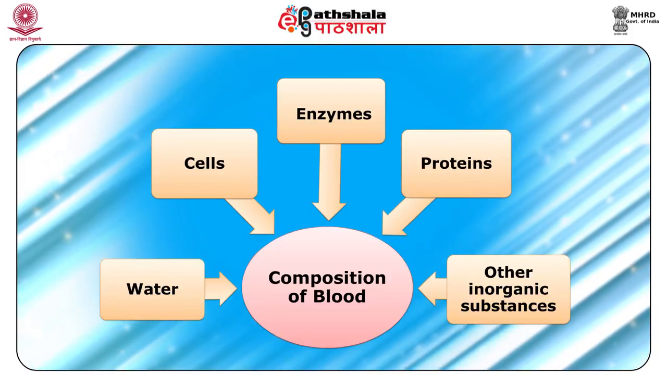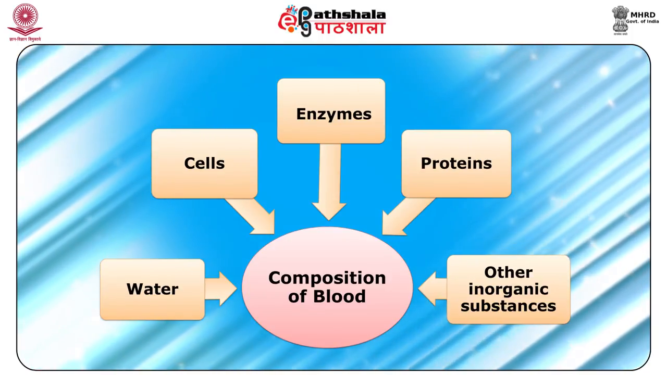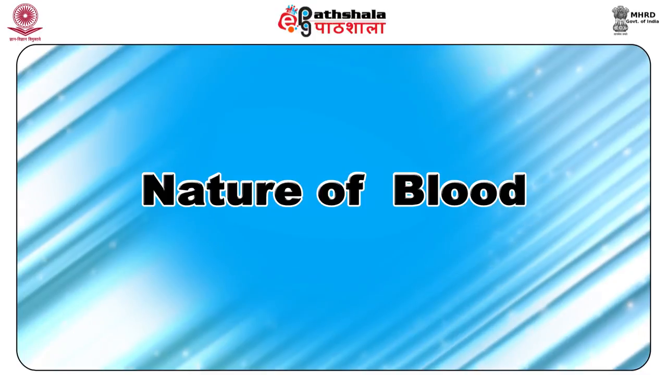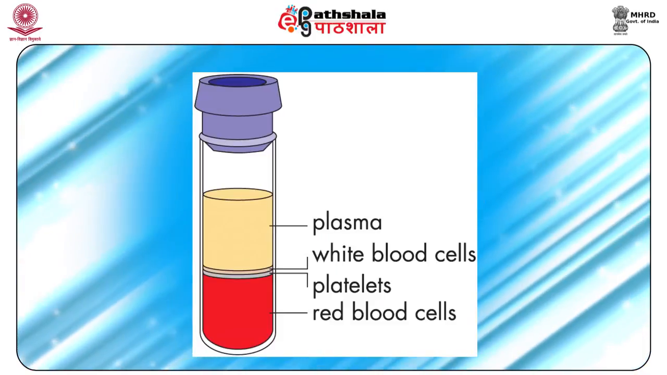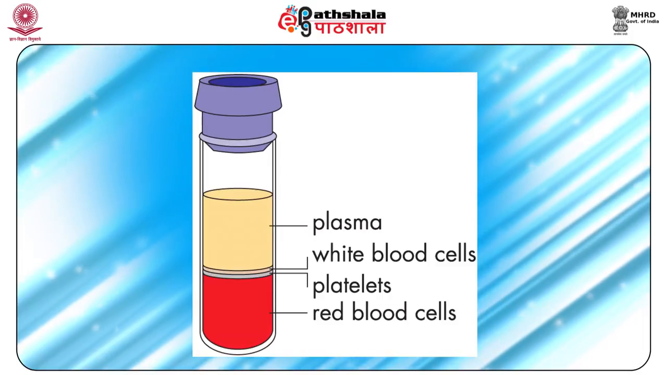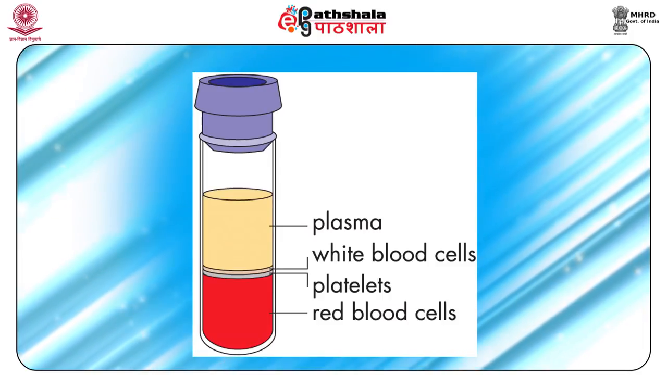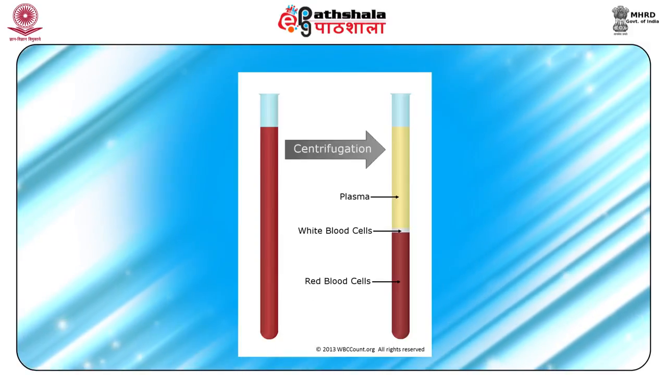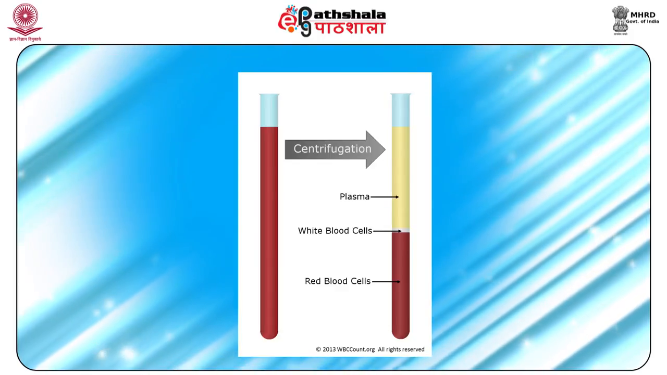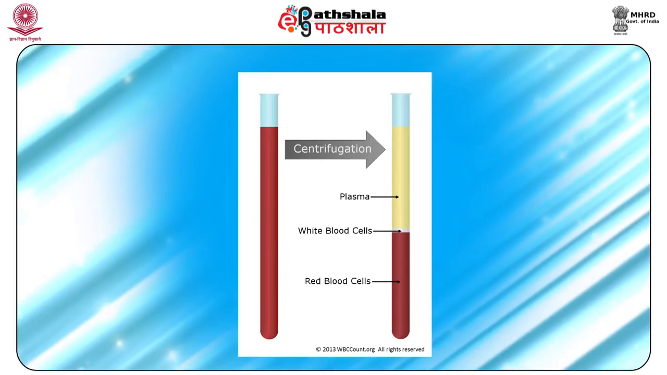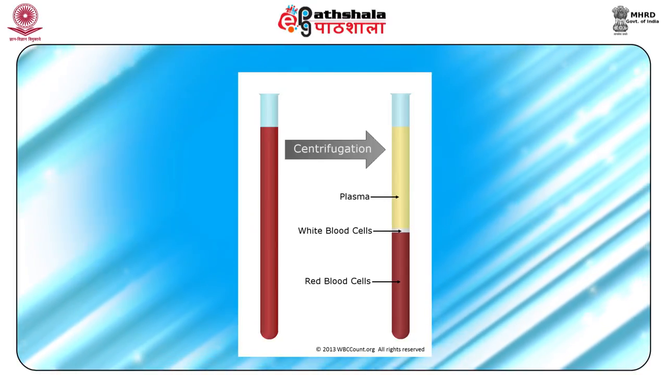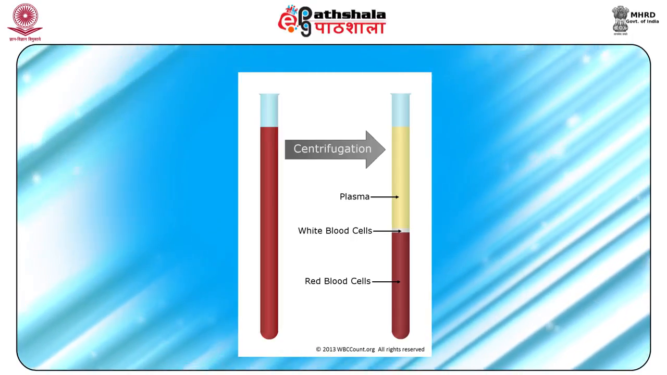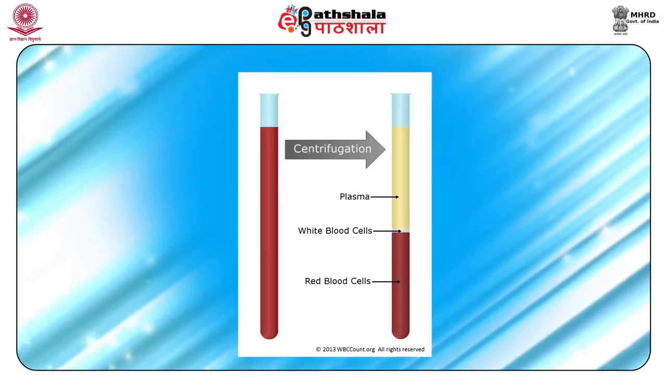Blood basically consists of water, cells, enzymes, proteins, and other inorganic substances. Now, let us learn the nature of blood. The freshness of a blood sample is judged by inspecting the serum, since it clots a few minutes after exposure to the air. A centrifuge can be used to separate the clotted material from the serum portion. In addition, serum contains antibodies, proteins floating in the blood fluid, which have significant forensic effects.